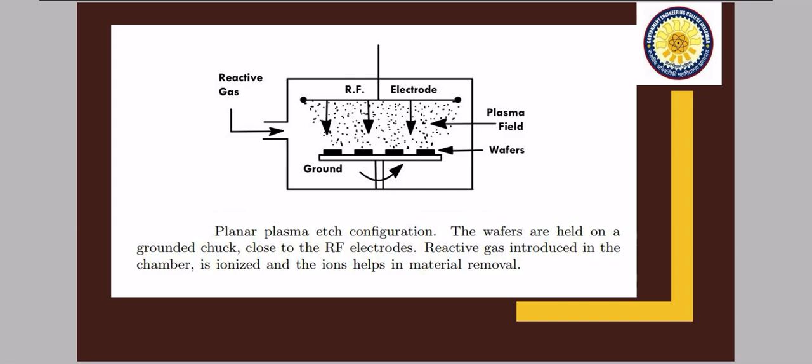So the wafers are held on the ground chuck close to the RF electrodes, and reactive gas introduced in the chamber is ionized, and the ions help in material removal. So this is basically your plasma etching. Next, in tomorrow's lecture, we are going to discuss your ion beam milling and reactive ion etching. Reactive ion etching is done in what we generally call an RIE chamber.